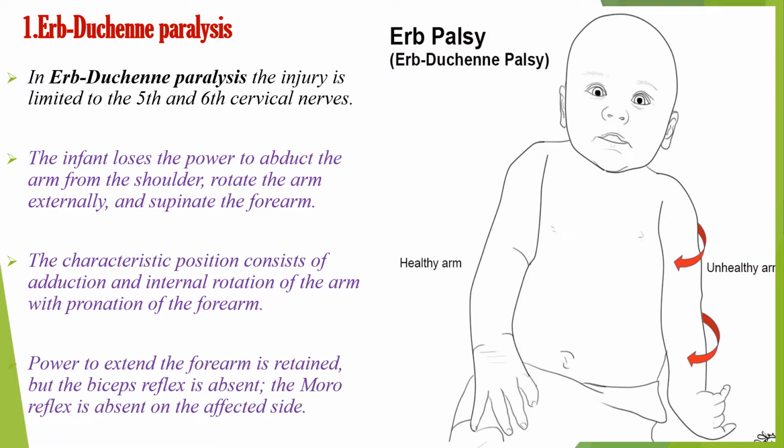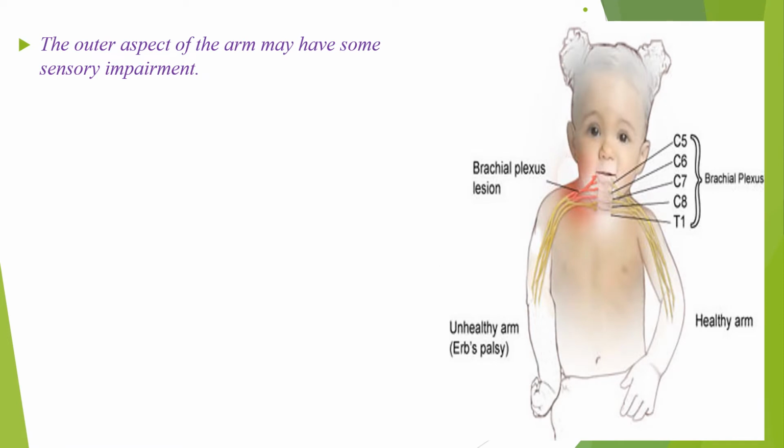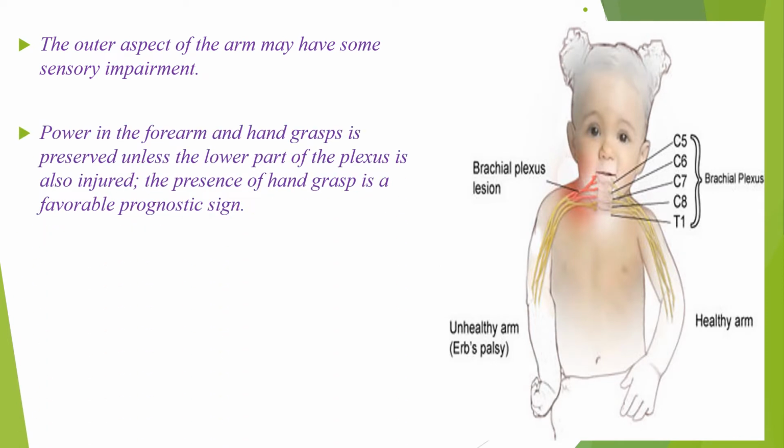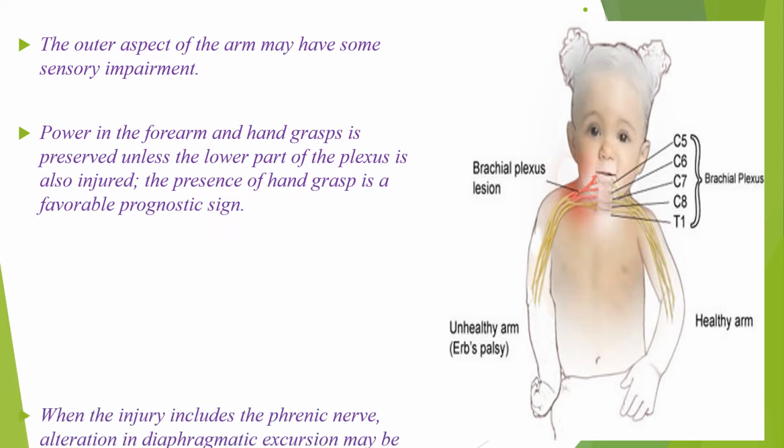Power to extend the forearm is retained, but the biceps reflex is absent and the Moro reflex is absent on the affected side. The outer aspect of the arm may have some sensory impairment, and the power in the forearm and hand grasp is preserved unless the lower part of the plexus is also injured. The presence of hand grasp is a favorable prognostic sign.